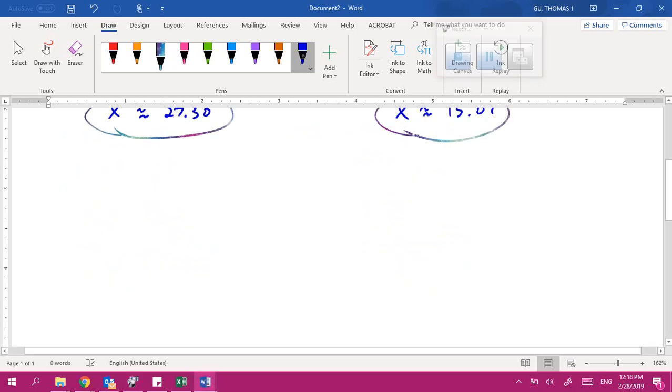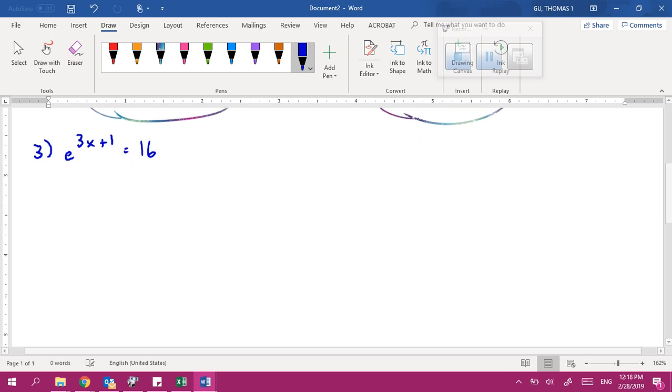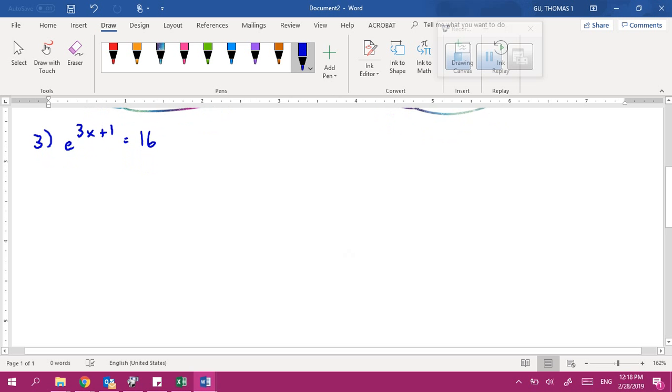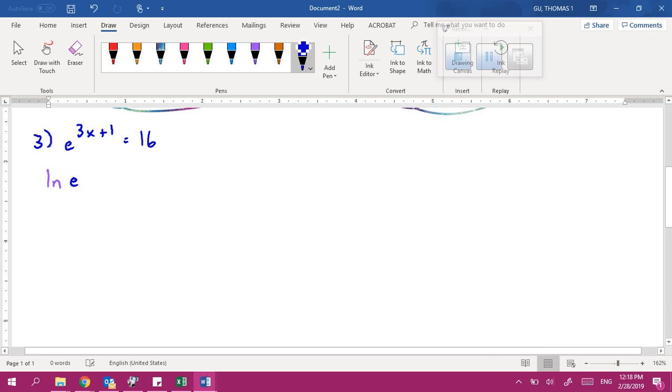All right, our third example is going to be a little different. This time we're going to have e raised to the 3x plus 1 equals 16. Looking at this one, we want to solve for x. We want to get x down to a normal number. What do you think we need to cancel out this time? e. So how would I cancel out e? ln of both sides. Very good. So we're going to use ln of e raised to the 3x plus 1 equals, what's on the right side? ln of 16.